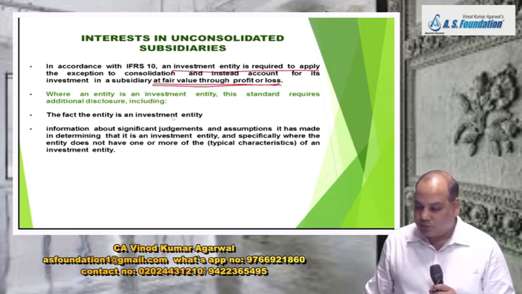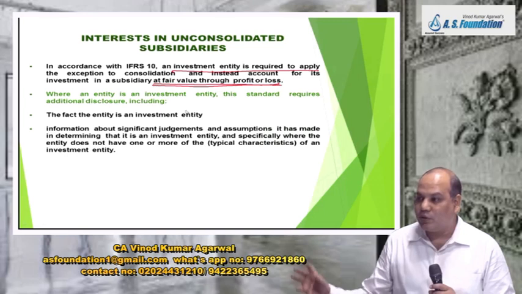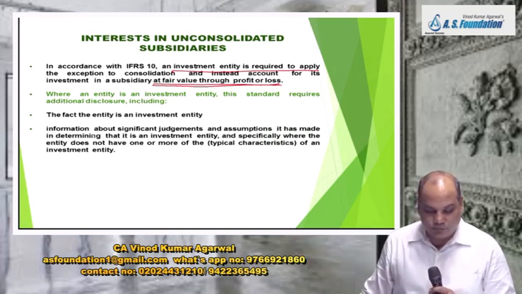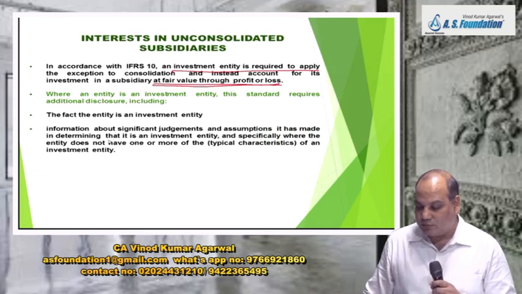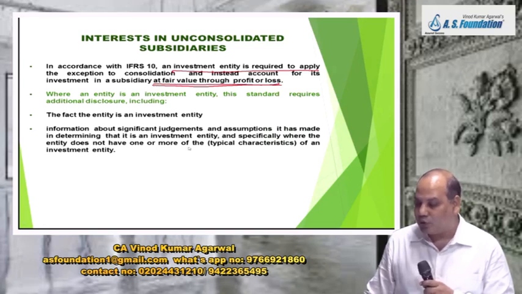So if you are an investment entity, investor will ask, how have you come to that conclusion? So second line you have to disclose information about significant judgment and assumption it has made in determining that it is an investment entity. So how have you come to this conclusion that you are an investment entity, and specifically where the entity does not have one or more of the typical characteristics of an investment entity.